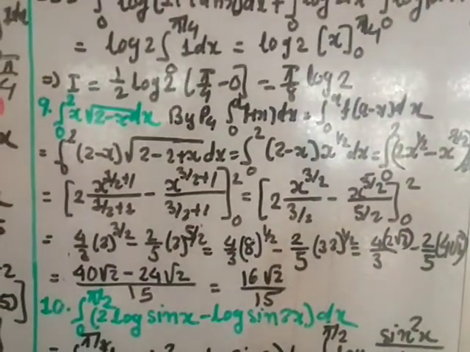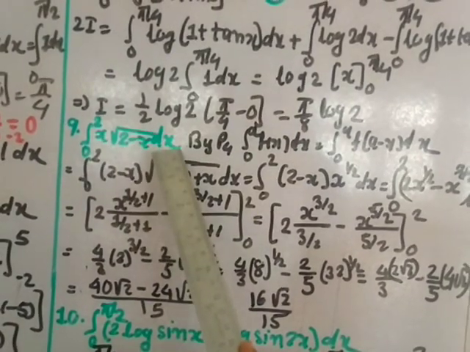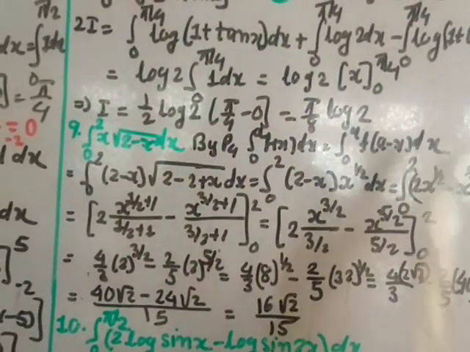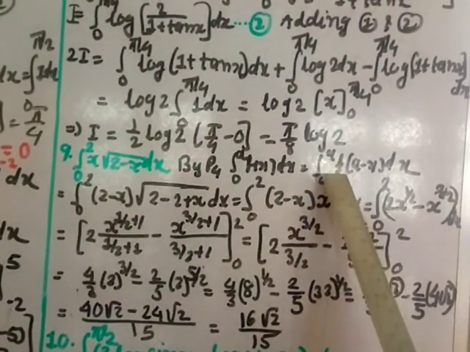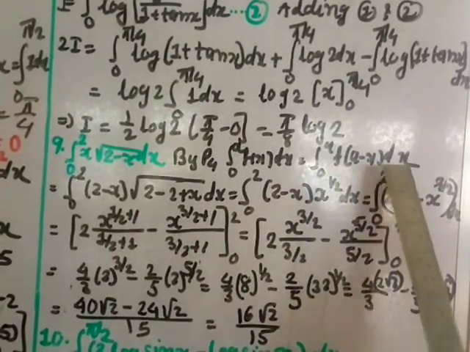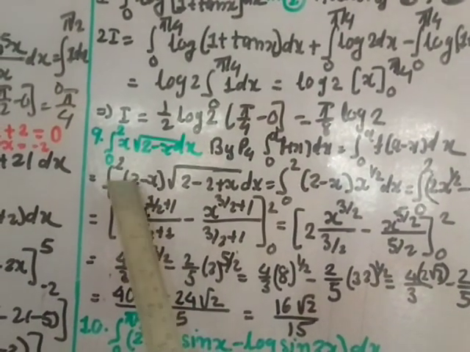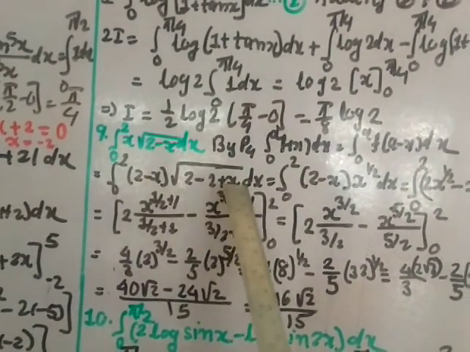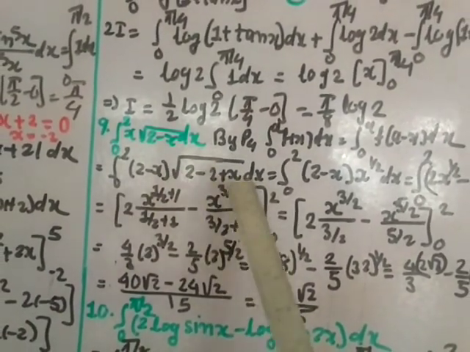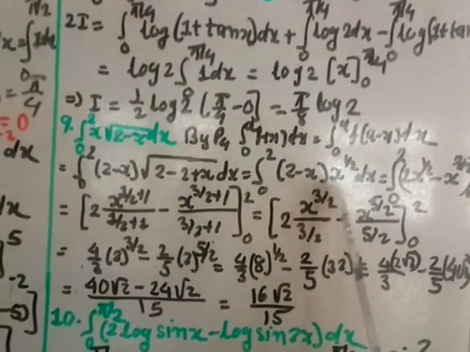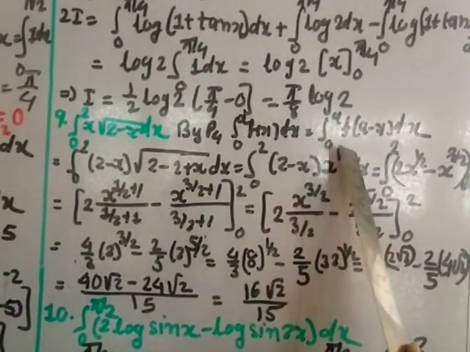Question number 9. Integral 0 to 2 x square root of 2 minus x dx, by property P4. Okay, same property, integral 0 to a f(x) dx equal to integral 0 to a f(a minus x) dx. So instead of x you have to put 2 minus x. So I put here instead of x, 2 minus x, and instead of 2 minus x it becomes 2 minus 2 plus x, the 2s cut. So what remains is only square root of x, that is x power 1 by 2. I'll multiply inside. So 2 x power 1 by 2 minus x power 1 by 2 plus 1 gives you x power 3 by 2.